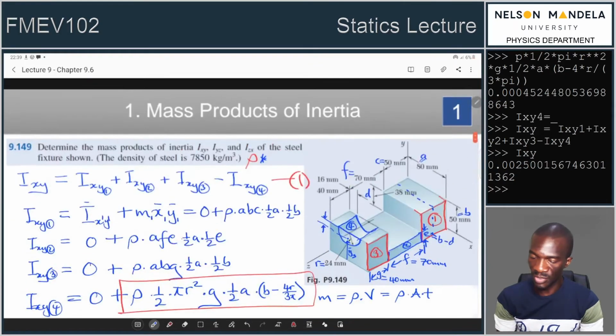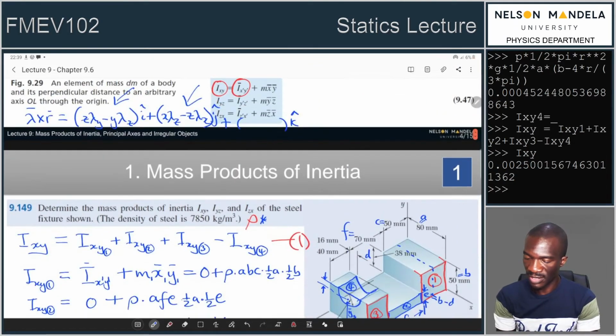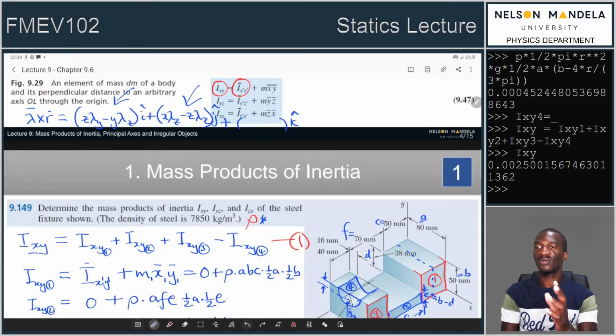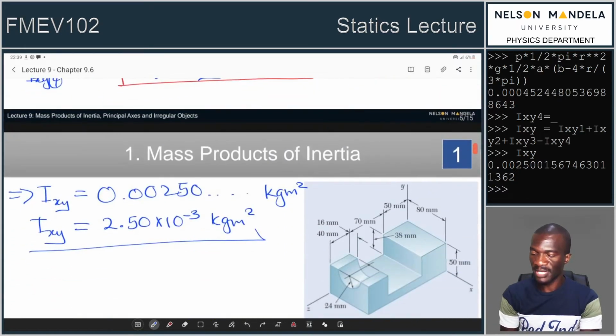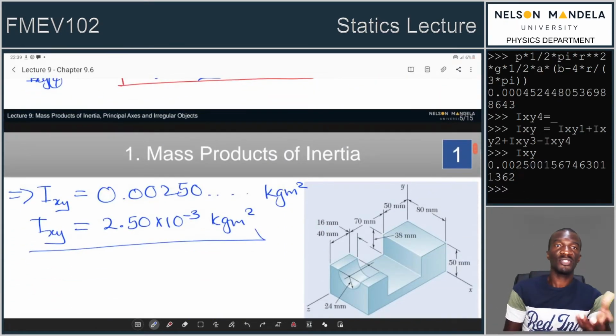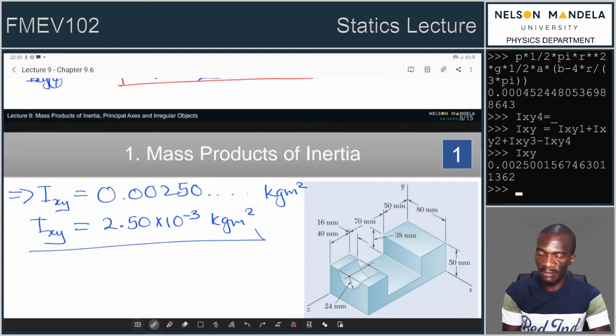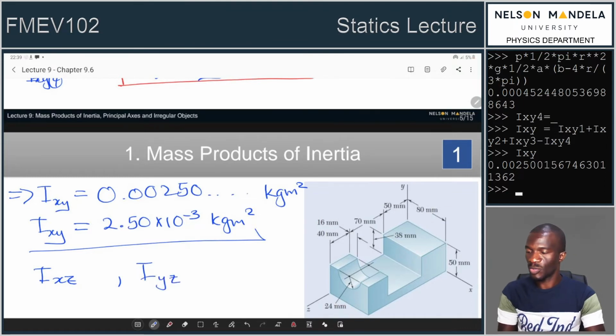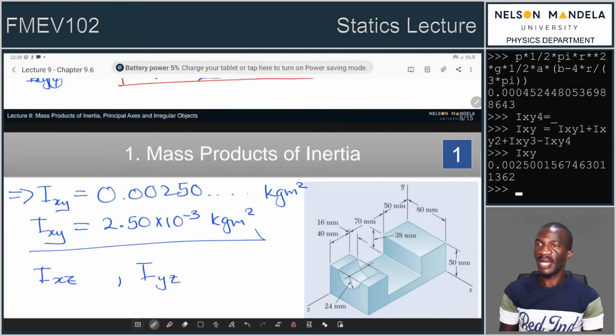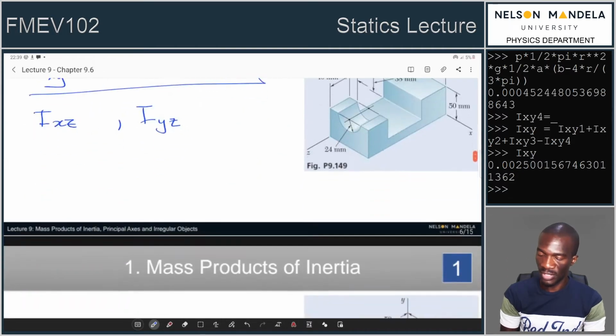You can even check its units. We have this part of the equation, kg square meters. So that's the mass moment part. You're now writing this in terms of the mass moment. So you do the same. You use the parallel axis theorem to find your Ixz and then to find your Iyz. Right, those would be the ones that are left. So that summarizes the mass product of inertia.